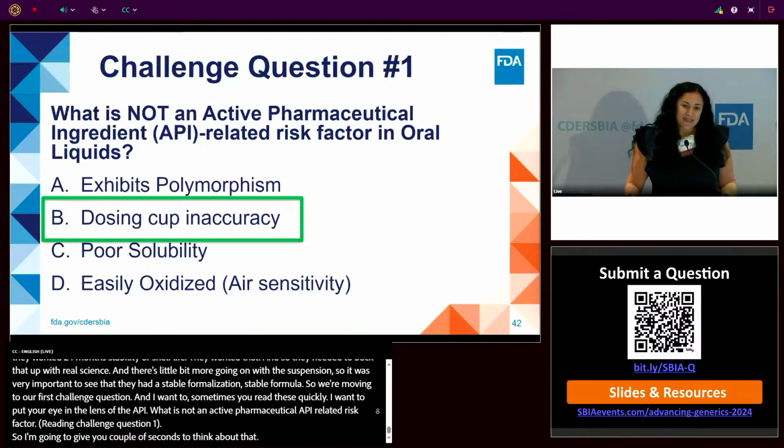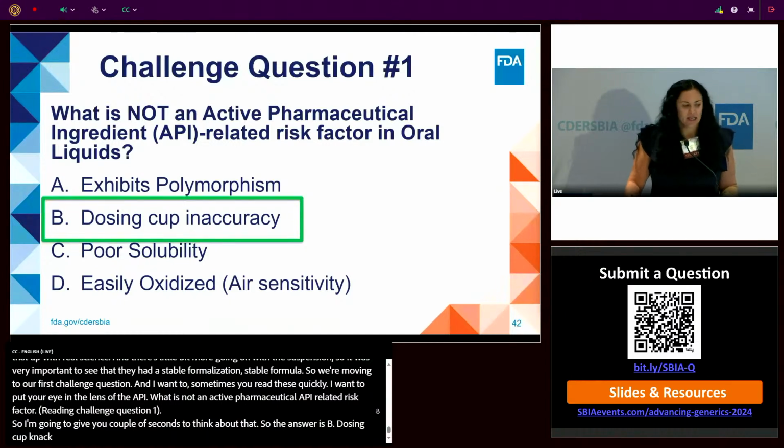So the answer is B. Dosing cup inaccuracy is a risk. It's just not related to the API. The other three can be failure modes for actives.